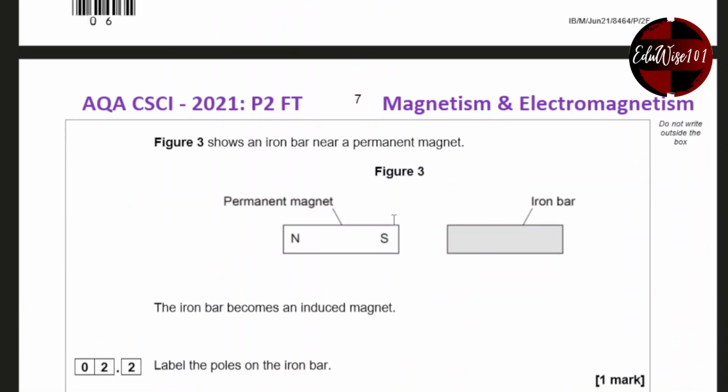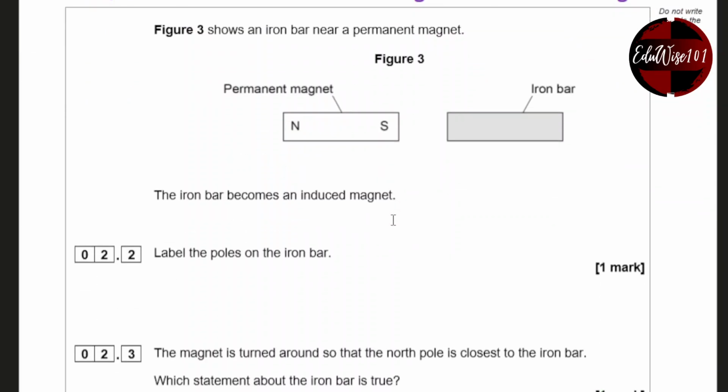Next question. Figure 3 shows an iron bar near a permanent magnet. So you have the permanent magnet with the north pole and the south pole and the iron bar in front of it. The iron bar becomes an induced magnet. An induced magnet is a type of temporary magnet where this iron bar is going to become a magnet in the presence of a permanent magnetic field.